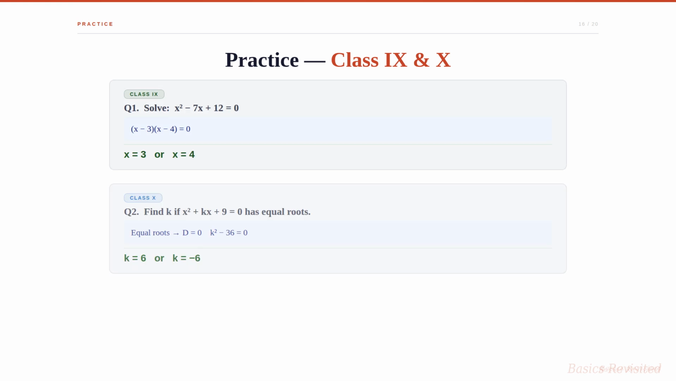Question 2, Class 10. Find k if x squared plus kx plus 9 has equal roots. Equal roots means D equals 0, so k squared minus 36 equals 0, therefore k equals plus or minus 6. Question 3, Class 10. Solve 2x squared minus 5x plus 2. D equals 9. x equals 5 plus or minus 3, all over 4. Roots are x equals 2 and x equals 1/2.